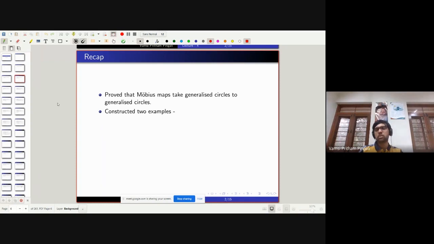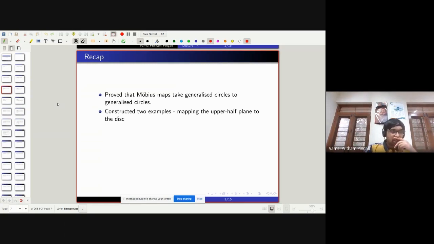By examples, I mean the following. The principles to keep in mind are, firstly, that if you specify where three distinct points go, then you have uniquely fixed your Mobius map. You don't have any more freedom. Secondly, suppose you specify 3 points on a circle or on a straight line, and their images lie on a straight line; then that thing goes to the straight line.